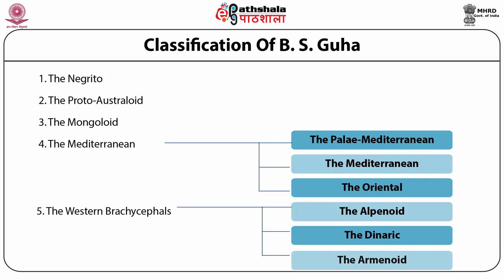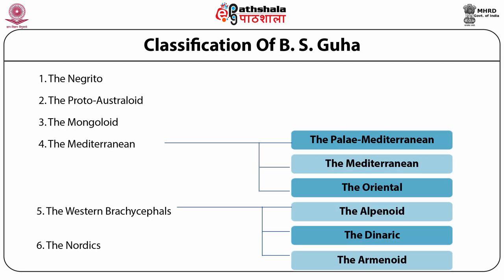Next is Armenoid. In most of the characters, the Armenoids show resemblance with the Dinarics. In the former, the shape of the occiput is more marked and the nose is more prominent, narrow and aquiline. The Parsis of Bombay show typical Armenoid characteristics.